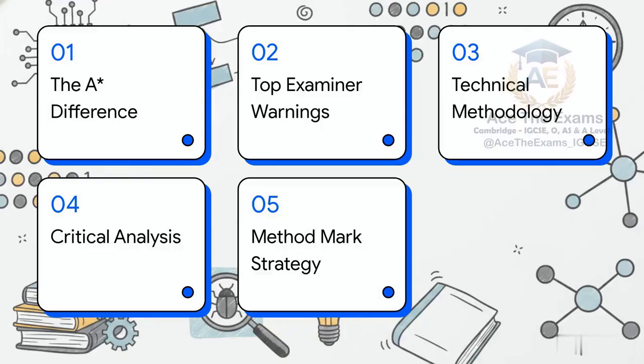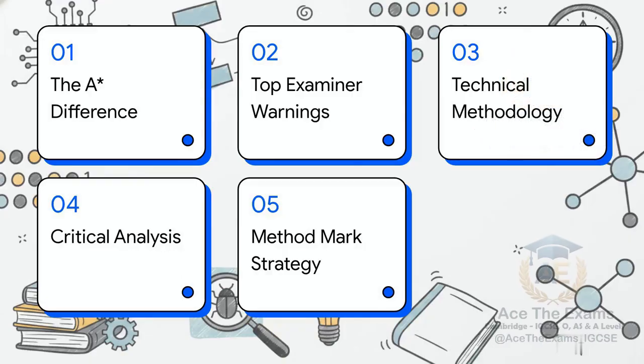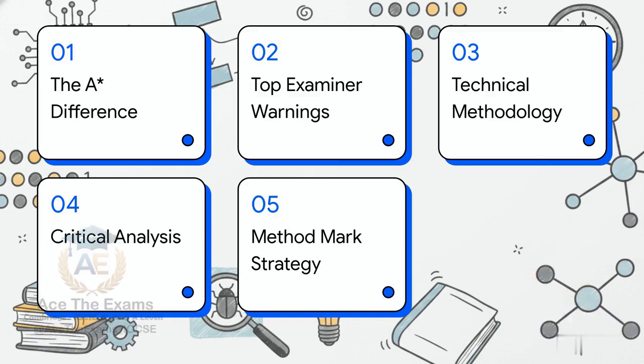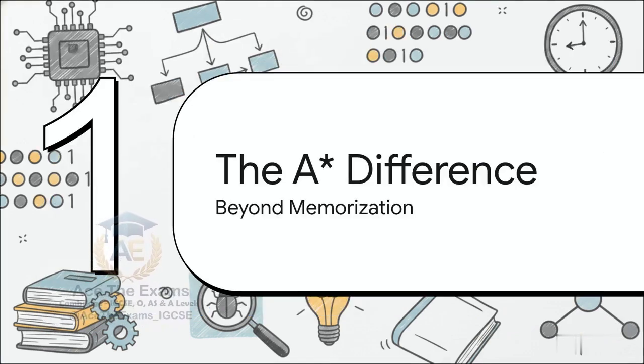Here is our ultimate playbook for today's session. We'll kick things off with the ACE difference. Then we'll dive into top examiner warnings, build out a procedural framework, tackle critical analysis, and finally, we'll wrap up with the life-saving method mark strategy. Let's jump right in. Section 1, the ACE difference.